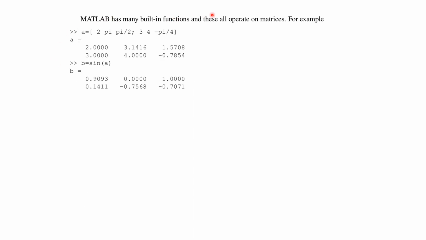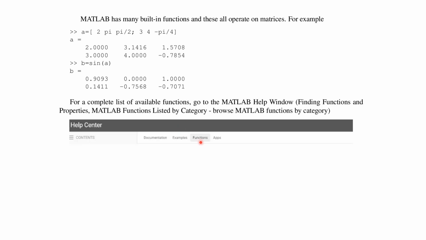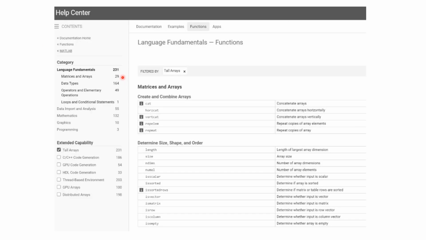MATLAB has got many built-in functions, and you can, of course, make your own functions, which we will be doing. But all of these functions in MATLAB operate on matrices. So if you make a matrix A, take the sign of A, it takes the sign of all of the elements in A. If you go to the help window, you can look at all the functions available. This is part of what you will see if you go to the help center. It'll take you through all of what's available, and you can see all of the built-in functions and everything else.